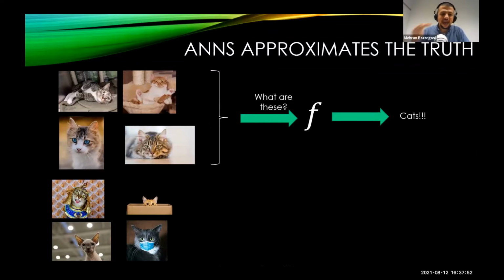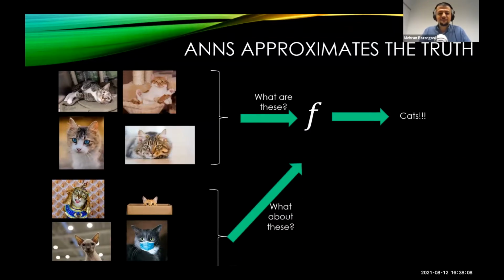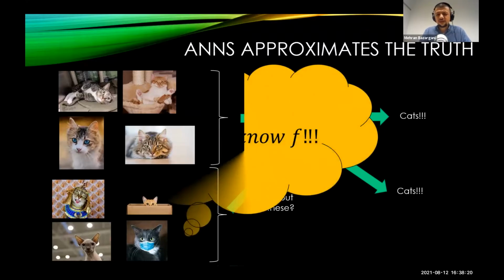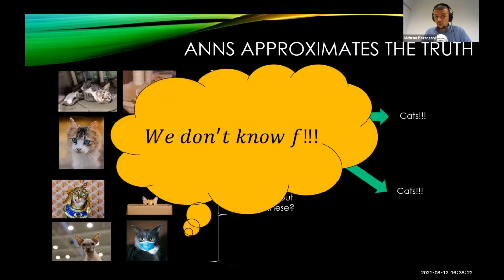You've got half a face of a cat that's hiding in a box. You've got this weird looking cat, looks like a sock that is turned inside out. And you've got this other cat during the pandemic wearing a mask. So the truth doesn't care, right? You do whatever you want. The truth function will still say these are cats. So that's the beauty of the truth. It knows it all, and ANN tries to approximate that function. And that's what we want to take from this slide.